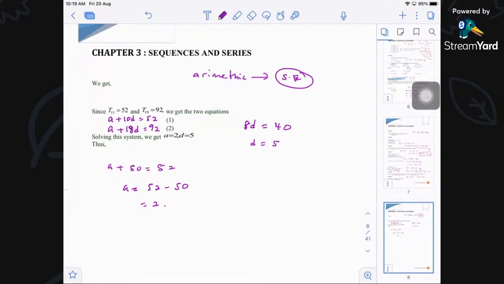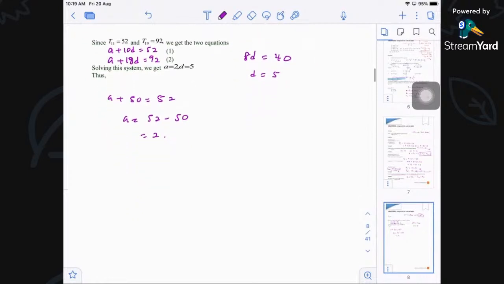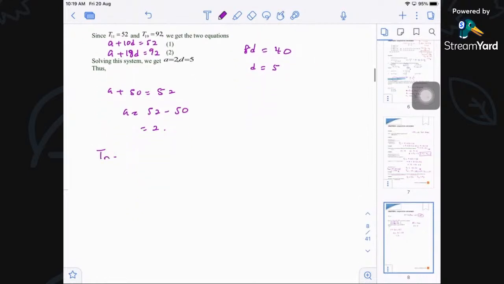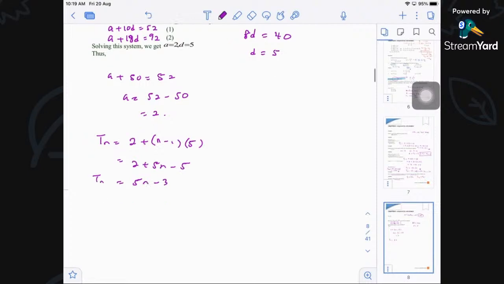Any problem until there so far? Everybody okay? Okay, so you already get the A and the D. Now, if I give you the A and the D, it means you can write down the Tn formula, which is basically going to be 2 plus (n minus 1)D. So here you get 2 plus 5n minus 5, which is 5n minus 3. So that is the Tn formula.